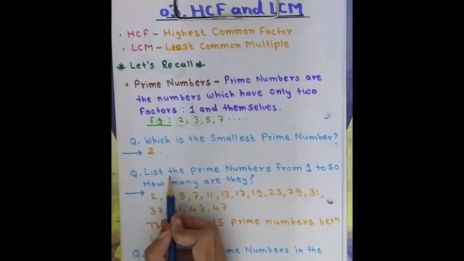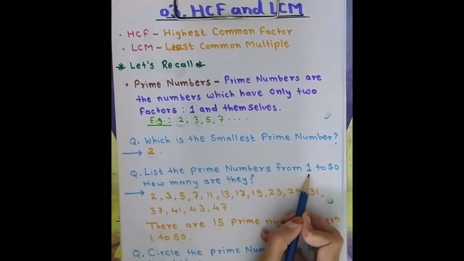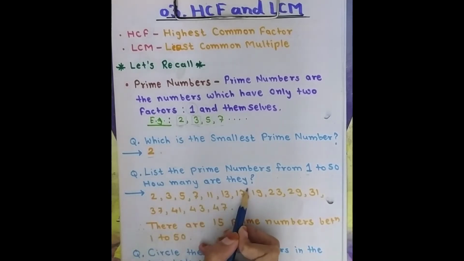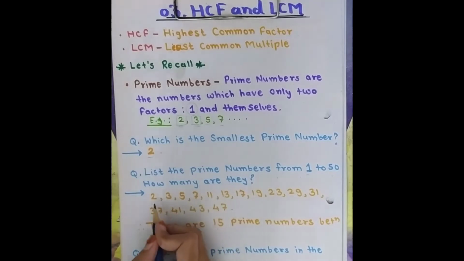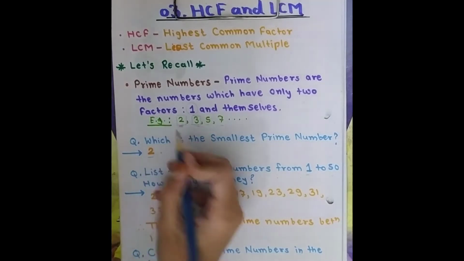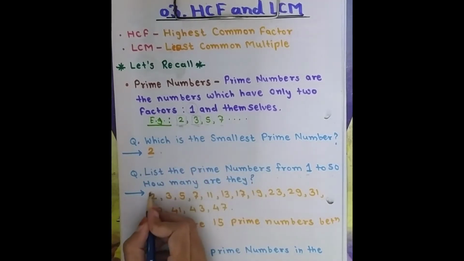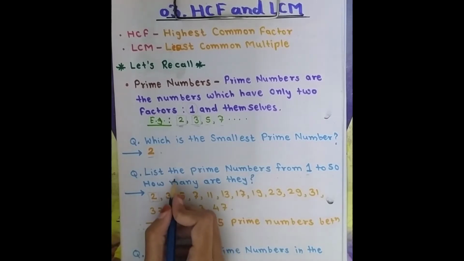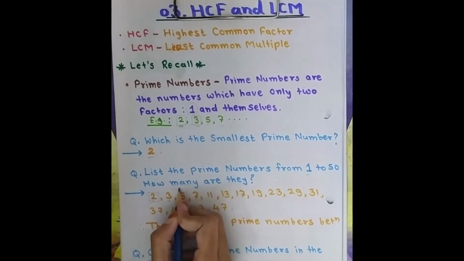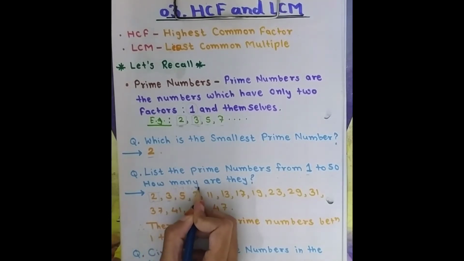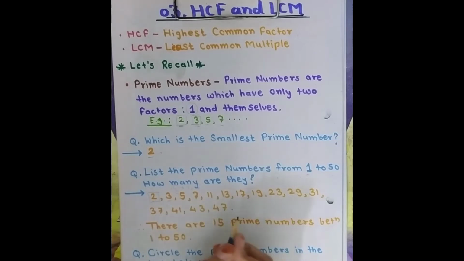Next question is, list the prime numbers from 1 to 50. 1 is not a prime number, so prime numbers start from 2. So first write 2, then 3 is a prime number. Is 4 a prime number? No, because 4 comes in 2's table and 4's table also. Therefore 4 is not a prime number.